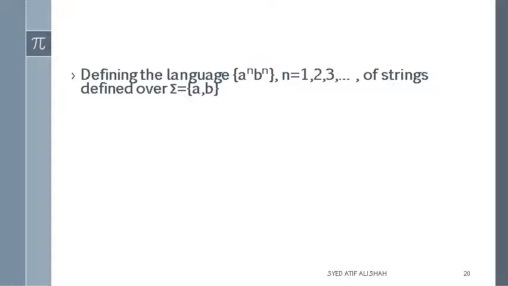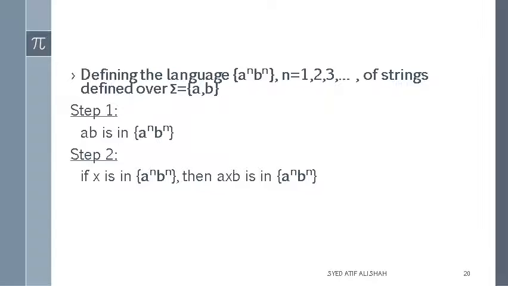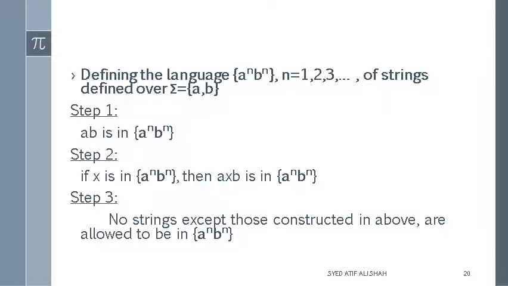Now defining the language a to the n b to the n, where n is equal to 1, 2, 3, and so on, defined over {a, b}. Step number 1: ab is in a^n b^n. Step number 2: if x is in a^n b^n, then axb is also in a^n b^n. Step number 3: same as we discussed before.